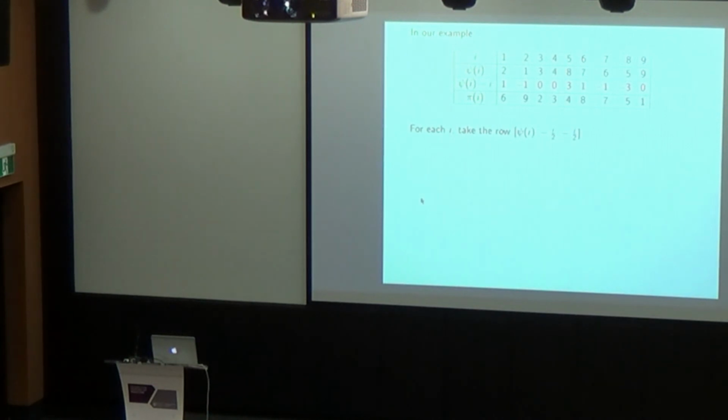So then for each i, I'm going to take the row psi i minus i over 2, minus i over 2. And that gives me a sum of psi i minus i. If I have more than 3 elements, I can just augment this using i, minus i, minus i as many times as necessary. So this gives me the matrix that we use to construct the decomposition.